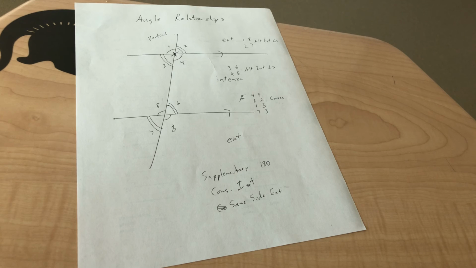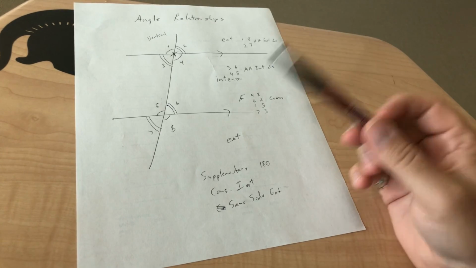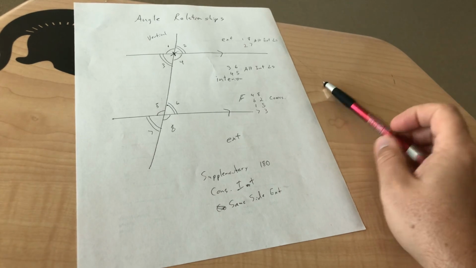That should cover our angle relationships. You should be able to kind of tell from this which ones are going to be congruent, and hopefully this guides you in the right direction.